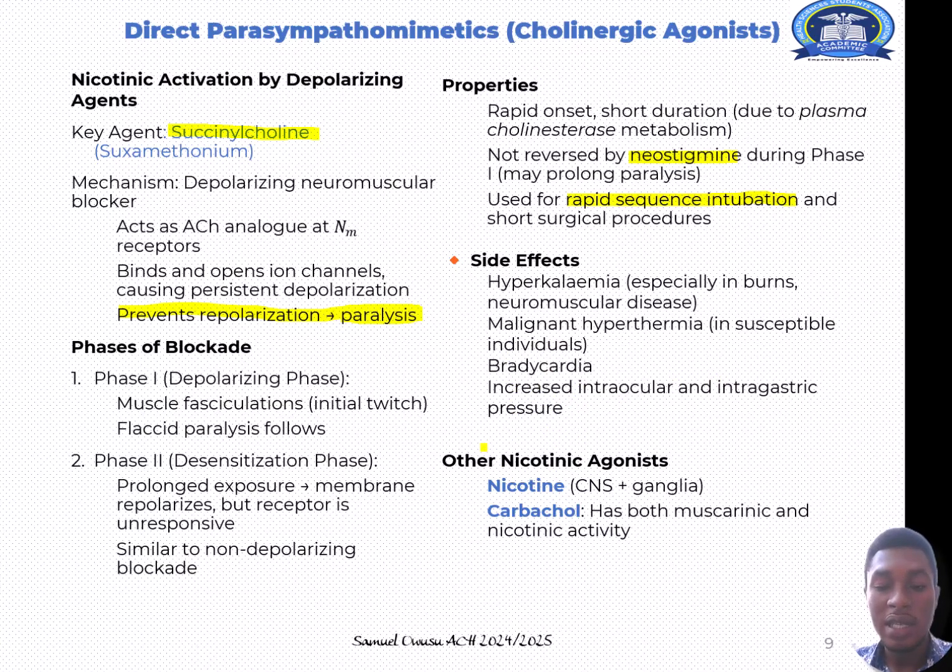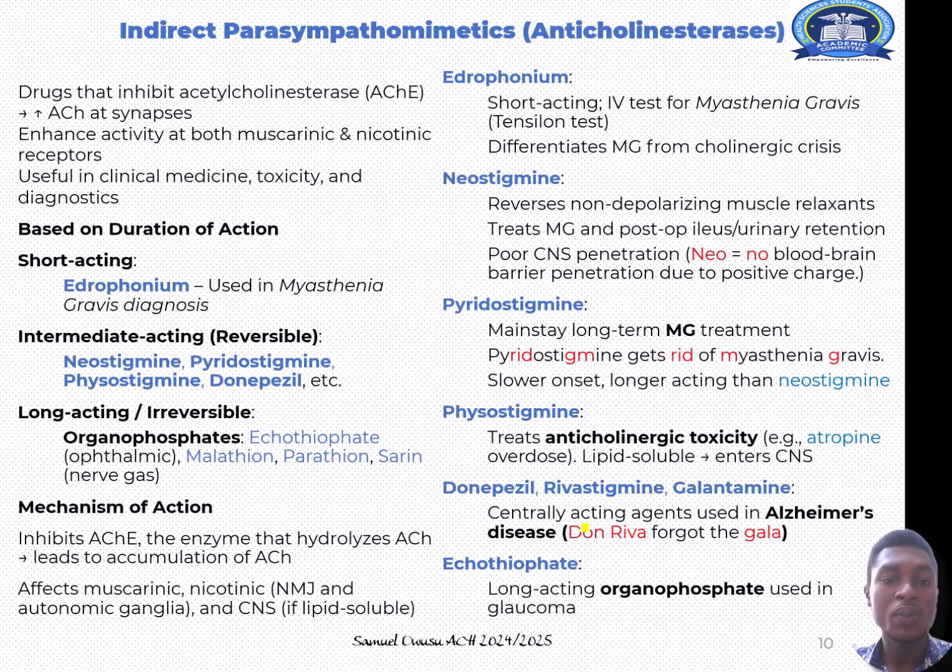Other nicotinic agonists that mimic the action of nicotine are nicotine itself, which is mostly found in the CNS and then the autonomic ganglia. And then we have carbachol, as we've already mentioned. Carbachol has both muscarinic and nicotinic activity, as some research shows. Then there are the agents that I mentioned.